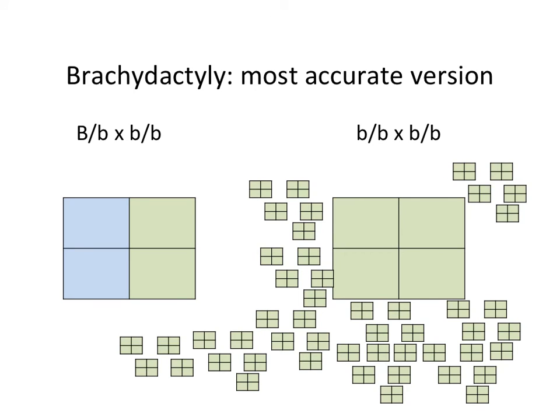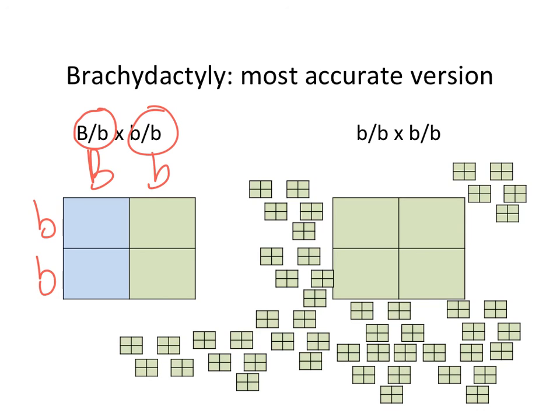So perhaps the most accurate version to show you what the population as a whole looks like is this. We have the case where that rare brachydactylous individual meets a non-brachydactylous person and they have kids. How many of their kids have brachydactyly? What percentage? What fraction of their kids? 50%. What fraction of the adults that produced the kids had brachydactyly? 50%. So nothing's changed in that family.